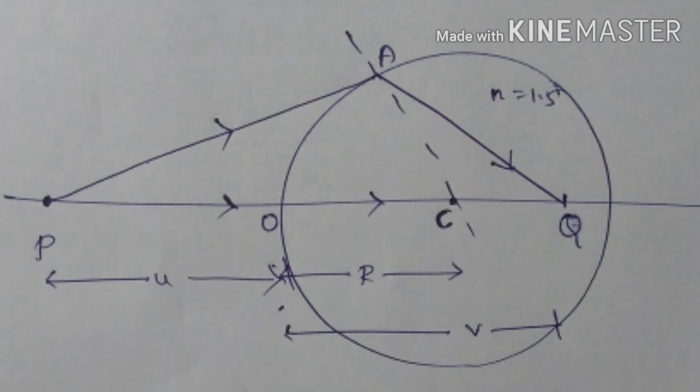In the question it is given that PQ cuts the surface at point O. If this happens, then PO is equal to OQ. That means the image distance is equal to the object distance of the object kept at point P. So, now from all this data given in the question, let us try to find the object distance, that is U.